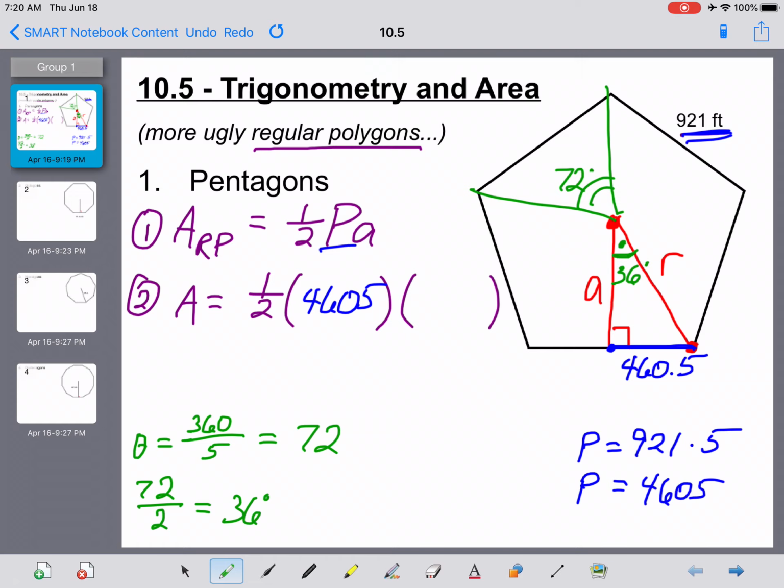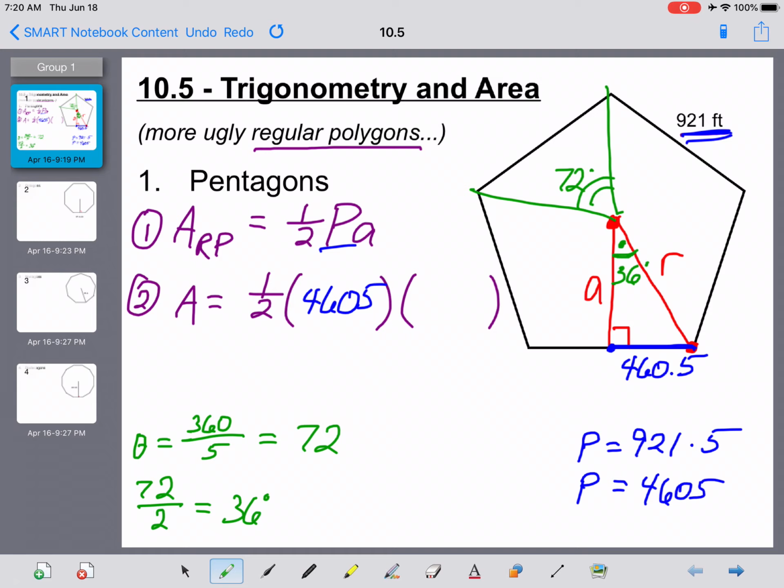36 degrees. And now what we see is that unlike the triangles, squares, and hexagons we were dealing with in 10.3, this triangle we have in red is not a special right triangle. It's not a 30-60-90. It's not a 45-45-90. And that, unfortunately, everybody, means that we're going to have to do some trig in order to figure out the length of A.